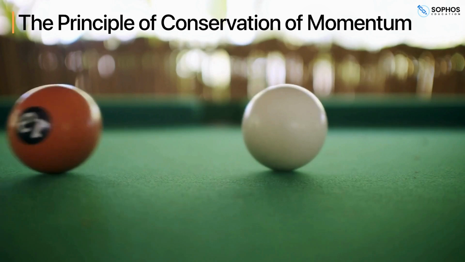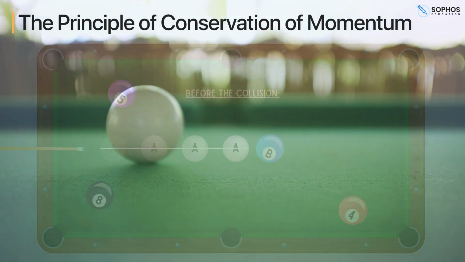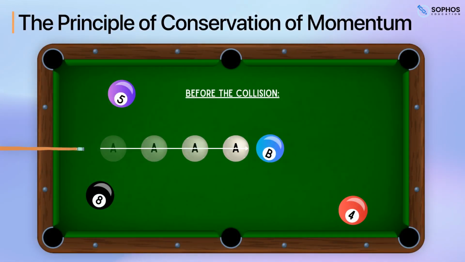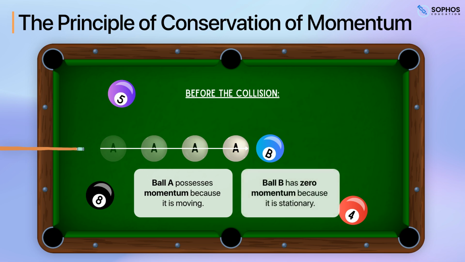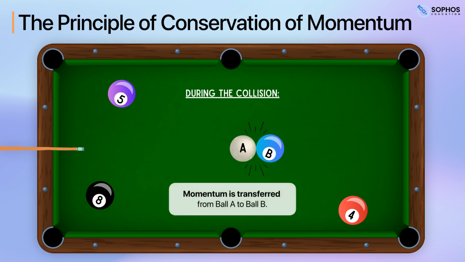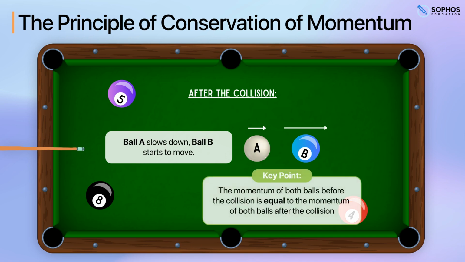In reality, the collision looks like this. We can see the ball which is moving hits the stationary ball, passing its momentum onto the stationary ball, which now starts moving. Let's break this down further. Before the collision, ball A possesses momentum because it's moving, and ball B has zero momentum because it's stationary. During the collision, momentum is transferred from ball A to ball B. After the collision, ball A slows down and ball B starts to move. But the key takeaway is that the momentum of both balls before the collision is equal to the momentum of both balls after the collision.